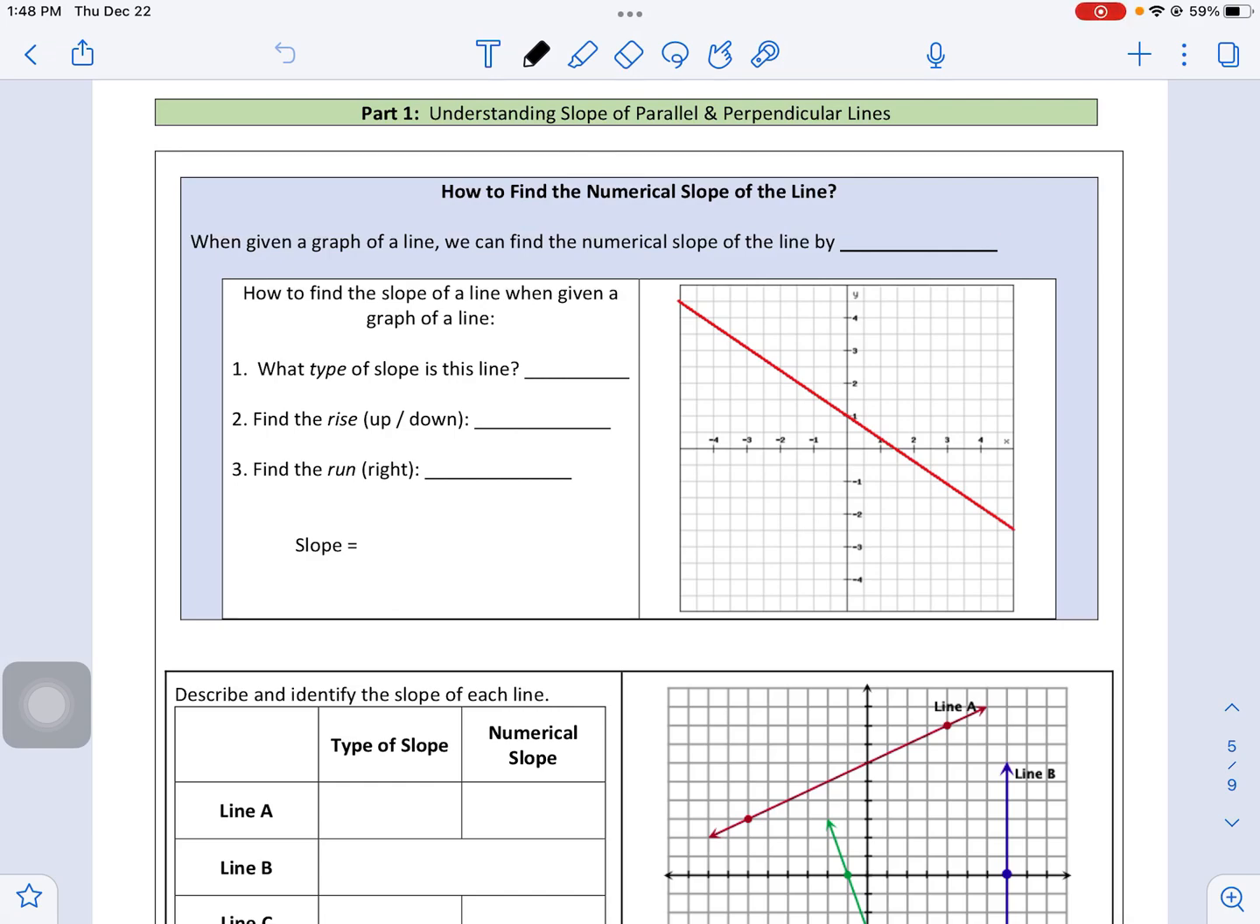These are the 3.5 Part 1 video notes. So we're going to talk about slope in this section and about perpendicular and parallel lines.